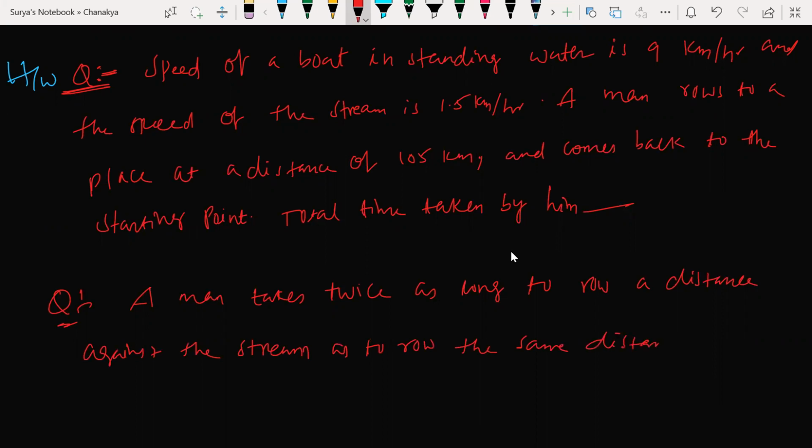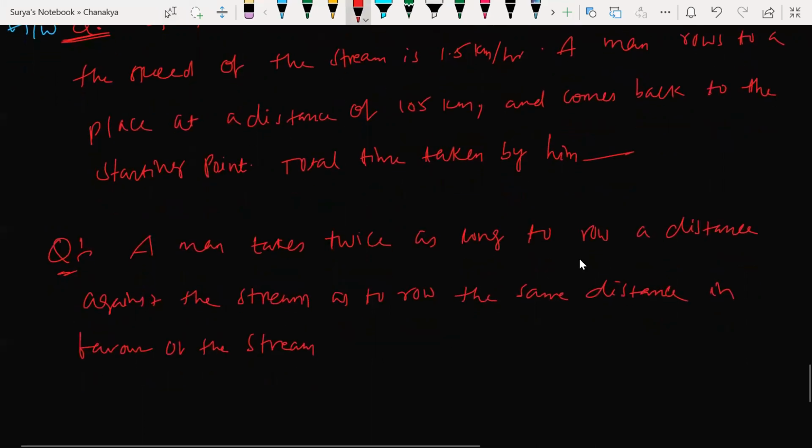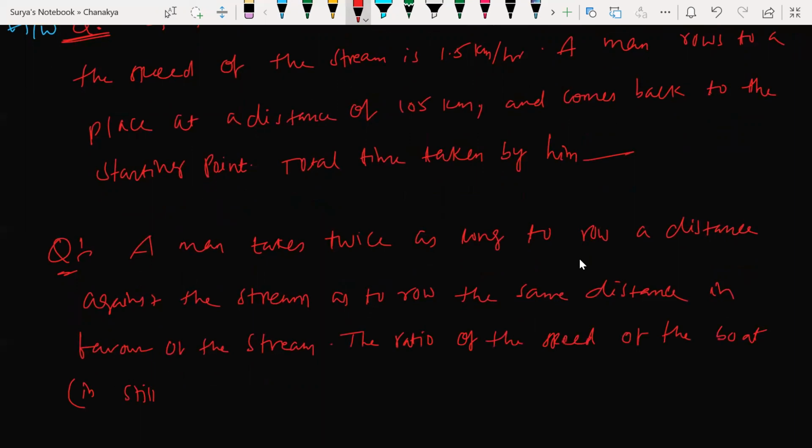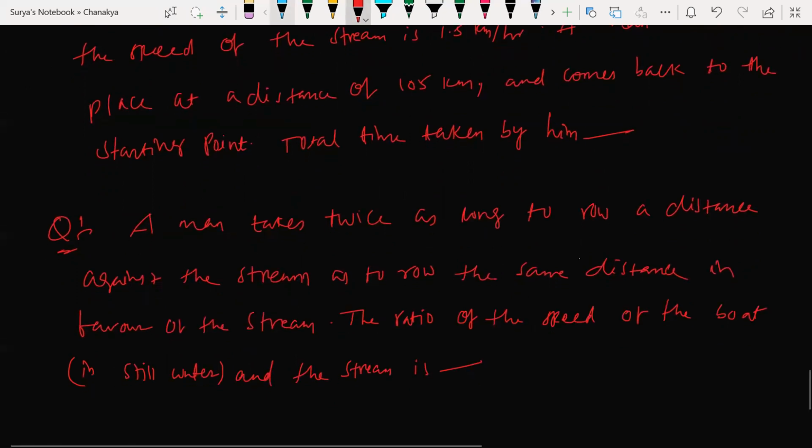Same distance in favor of the stream. Look, try to understand my handwriting. Guys, are you able to understand distance in the favor of the stream? If you have any doubts in the handwriting, just ask me. It's fine, sir. We can understand. Ratio of the speed of the boat in still water, in bracket he has written that in still water, and the stream, is dash. This is also a homework question. Make sure that you are solving these two questions and coming back.